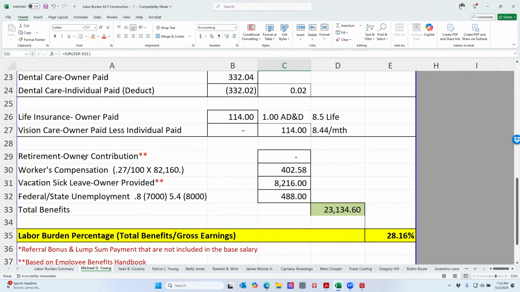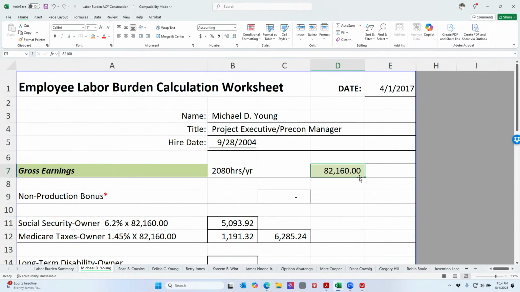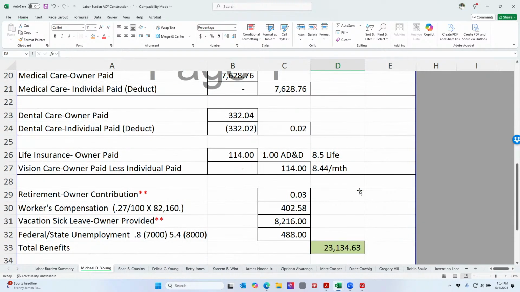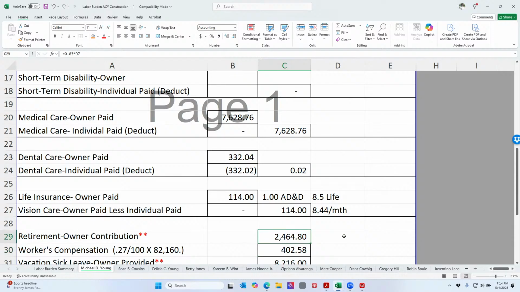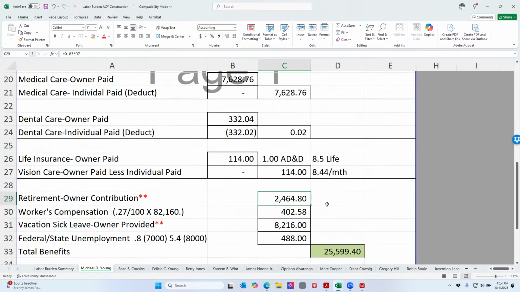Now, any retirement, same thing. If you do an IRA contribution match, let's say they decide to put in 3% and you're matching the 3%. Whatever that 3% is, let's just say 0.03 times the 82,160. That would be 2,464. If I was matching it, this is what I'm contributing to match their number.